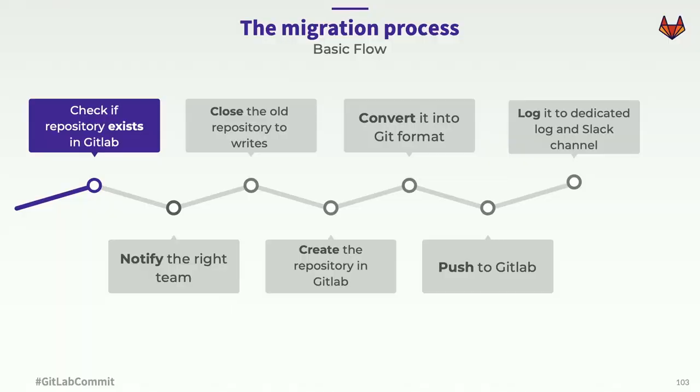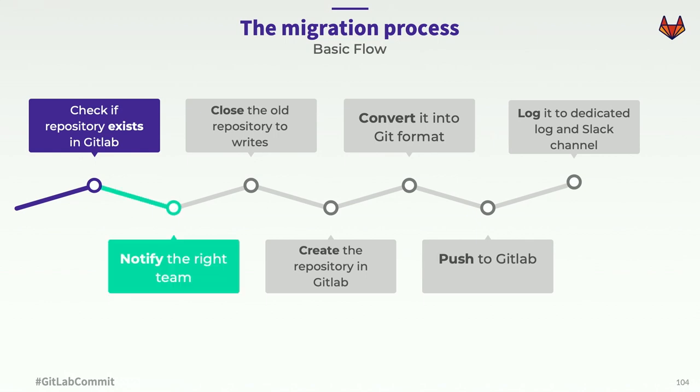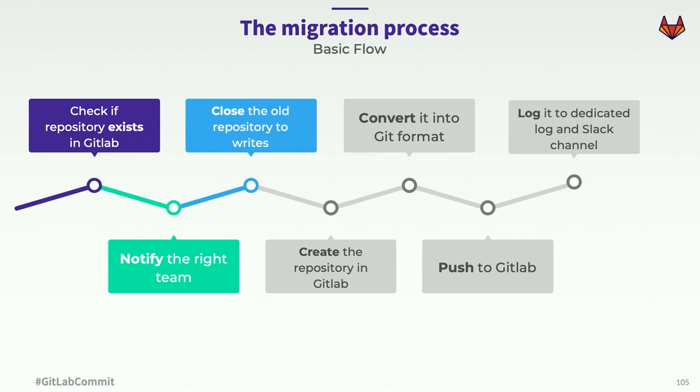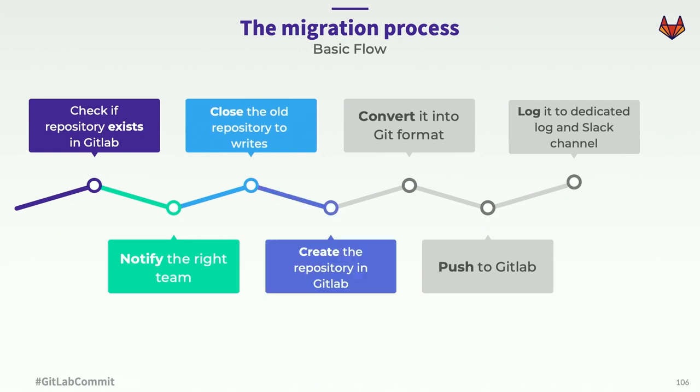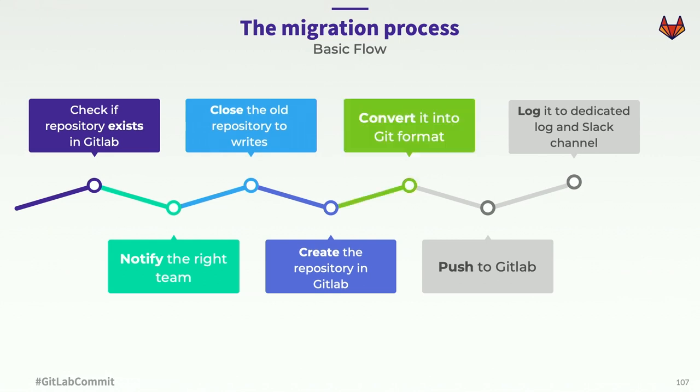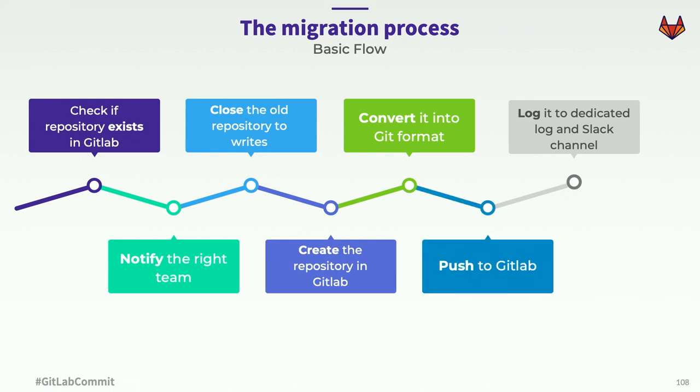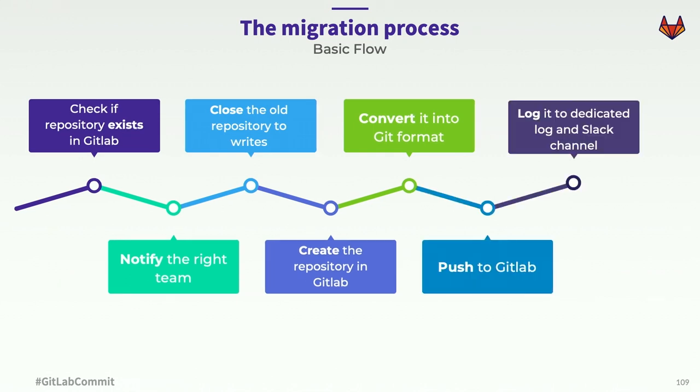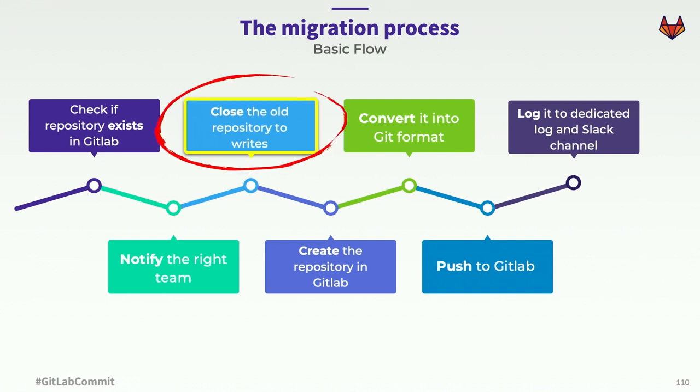The basic flow of the tool was like this. First, we check if the repository already exists in GitLab. Then we notify the right team using a Slack channel. We close the old repository to writes in Bitbucket, and we create the repository in GitLab. We convert the repository from Mercurial to Git, and then we push it to GitLab. At the end, we log it into the channel that I showed before.